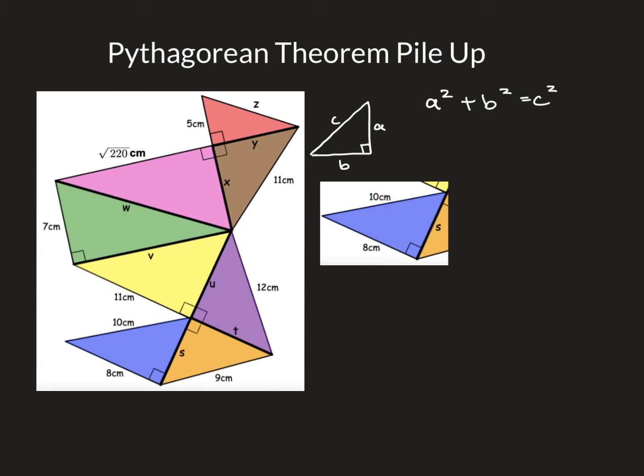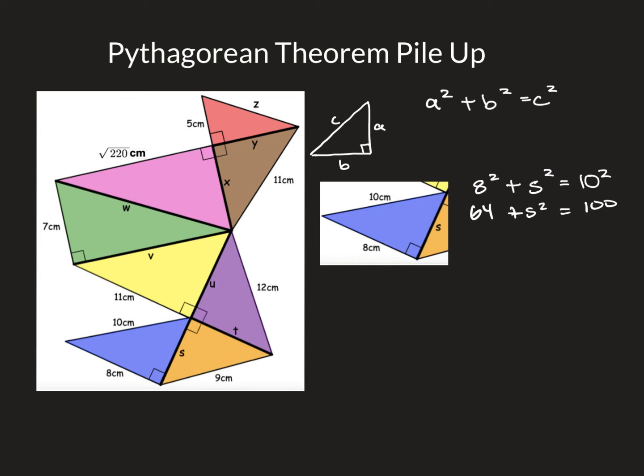Just as a quick reminder, 10 centimeters right now is my hypotenuse, so that's going to be my c squared, and 8 is going to be either a or b. S could be either a or b, doesn't really matter. So you'd set this up like this, where c is our 10, and 8 is one of these, and s is one of these. Simplify it for yourself. So 8 squared is 64, 10 squared is 100, so we've got s squared plus 64 equals 100.